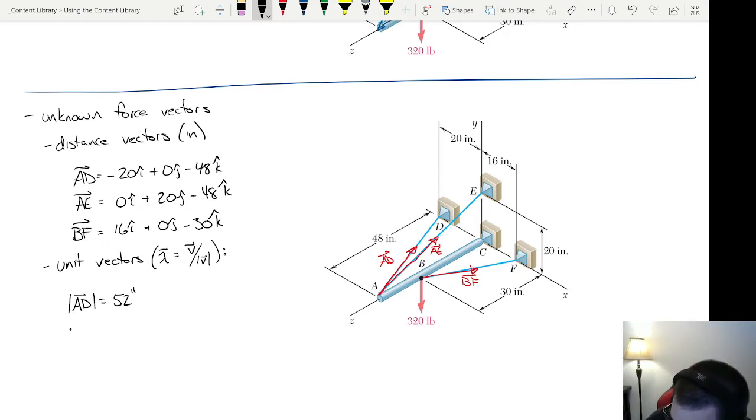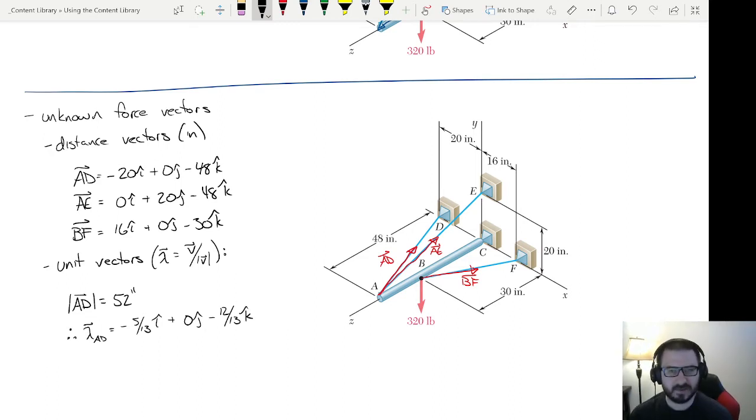And so therefore, lambda AD is just going to be negative 20 over 52, 0 over 52, and 48 over 52. So that ends up being negative 5/13 i plus 0j minus, not 48 over 52, but 12 over 13 times k. So just simplifying that a little bit.